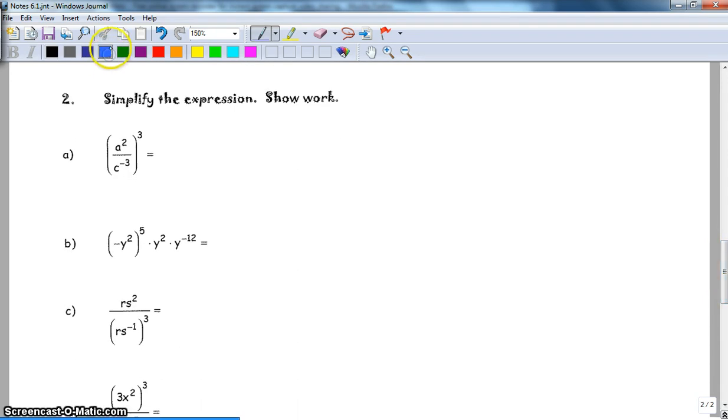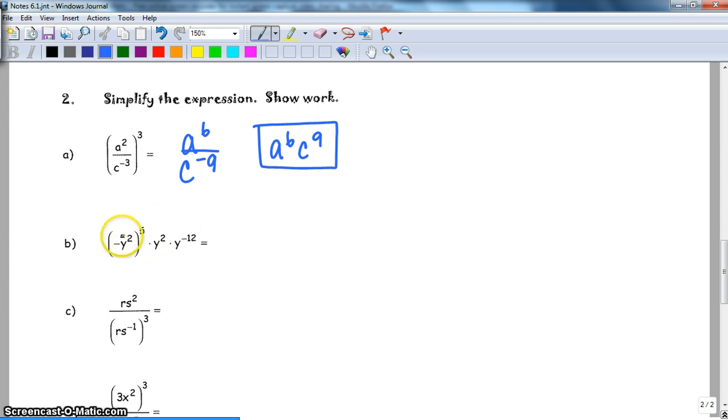All right, let's take a look. We're going to multiply our exponents here. A to the 6th over c to the negative 3 times 3 is negative 9. Again, a negative exponent, you need to move it. Since it's in the denominator, we will move it up to the top. And once it moves, it is a positive exponent. Let's give this one a try.